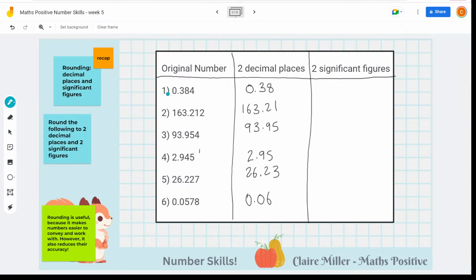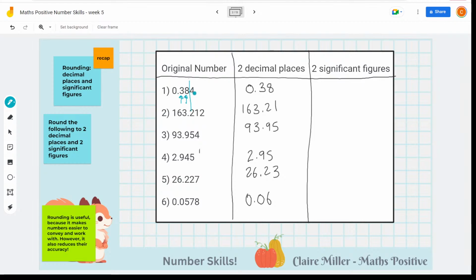Okay. So the first significant figure is always the first digit that isn't a 0 in your number. So as you go from the left, as though you're reading the number, look for the first digit that isn't a 0. So that's this 3. So that's my first significant figure. The 8 is my second significant figure. So that's where the number's going to end. The 4 is the decider.